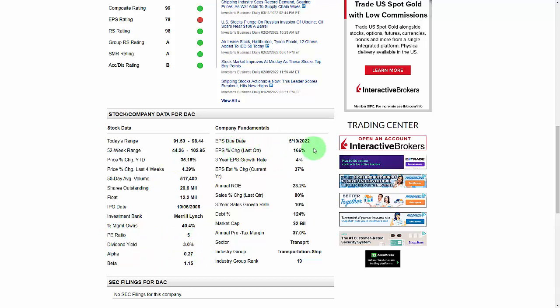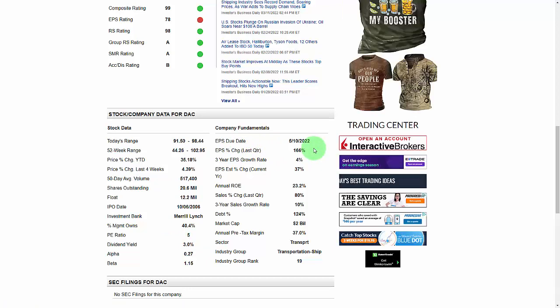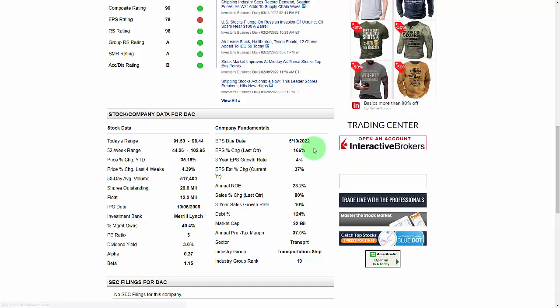Earnings per share change last quarter was 166%. Q1's earnings are in the rearview mirror. That's a good thing. That sets the stage for a continuation breakout higher with no real concerns about a binary event. Now, we do have the Federal Reserve meeting tomorrow, which is going to be of a bit of a concern, but this is not a growth stock. This is more of a cyclical stock. So unlike a growth stock, this is going to be a little bit more immune to any negative comments by the Federal Reserve. Earnings per share estimate for the current year, 37%.